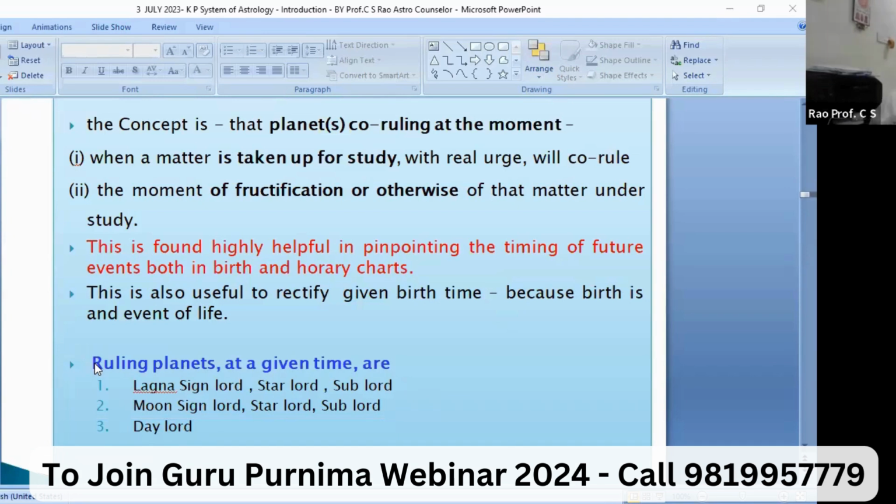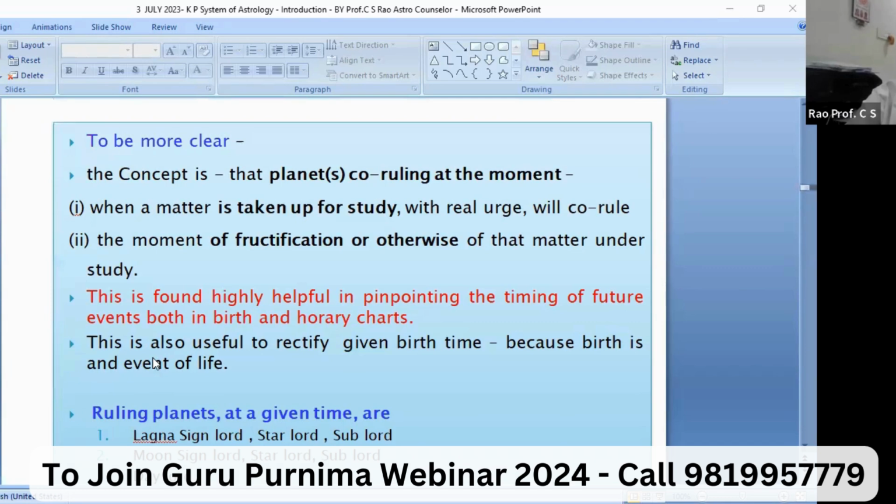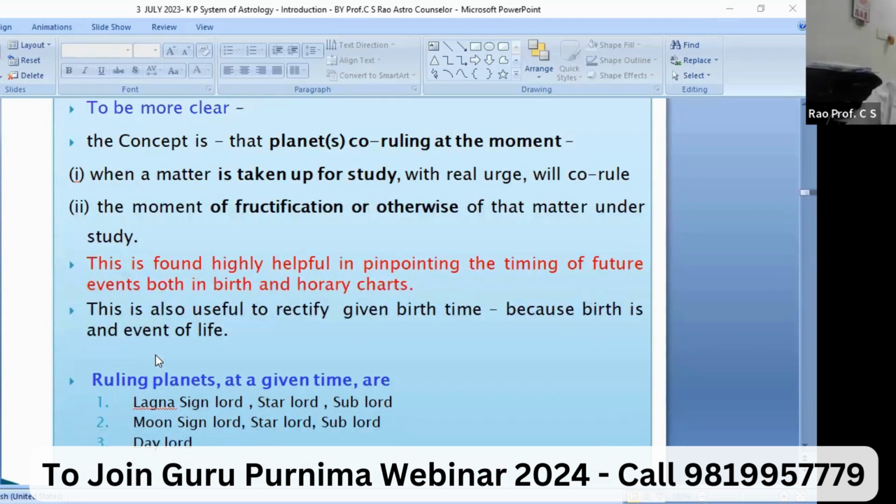Ruling planets are Lagna, sign lord, star lord, sublord, moon, sign lord, star lord, sublord, and day lord. These are the 7 items seen here: Lagna, sign lord, star lord, sublord, moon, sign lord, star lord, sublord, and then the day lord of any day. Sunrise to sunrise is the day actually. So this core ruling planet theory and sublord theory are highly important here.